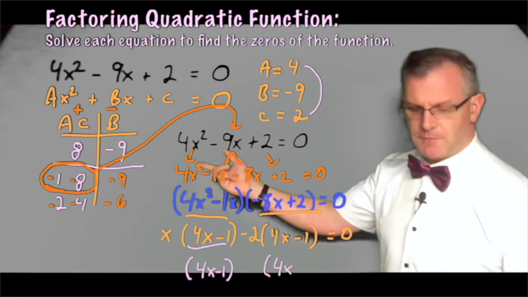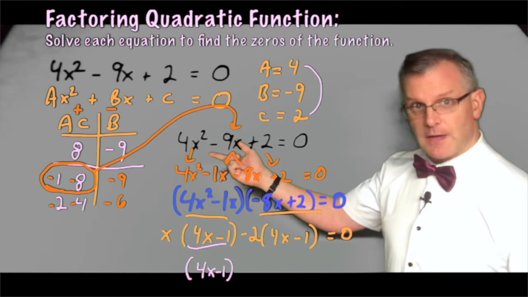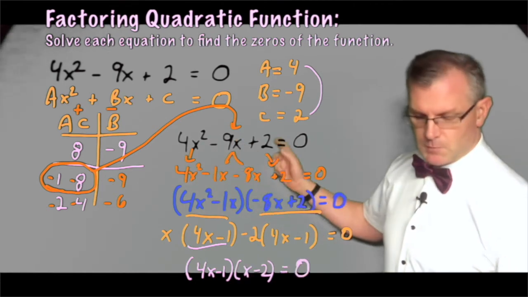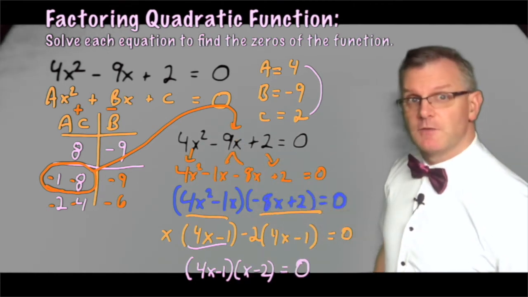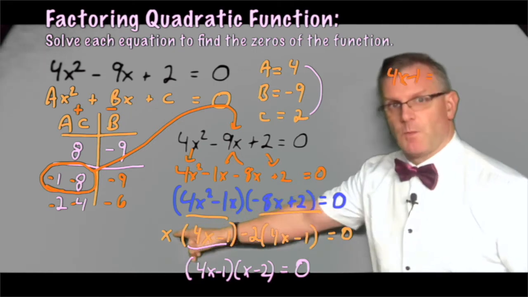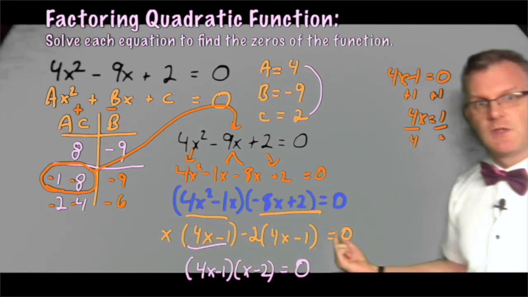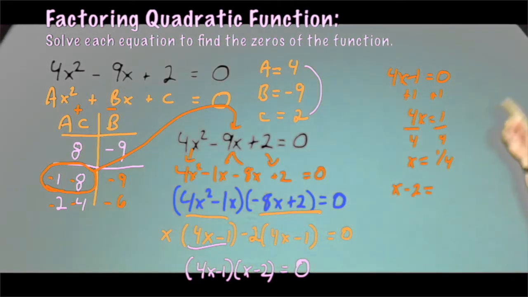Pull out the greatest common factor, x, in the first group. Pull out the greatest common factor in the second group, our negative 2. What's in common once? Everything else that's left. And then we can solve for our zeros.